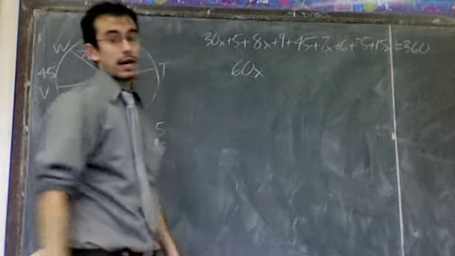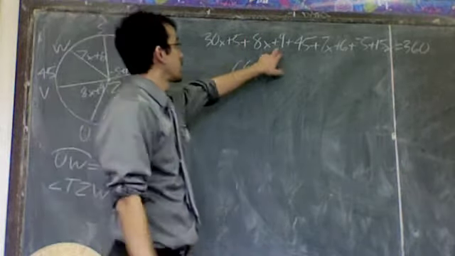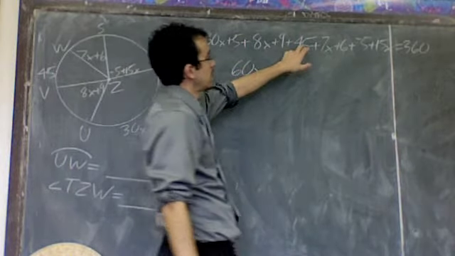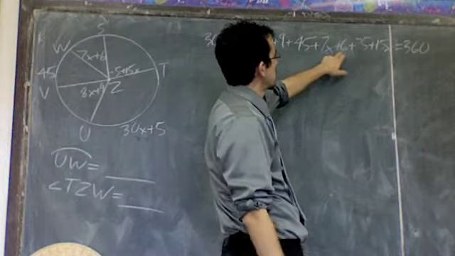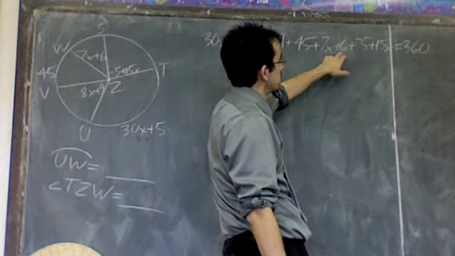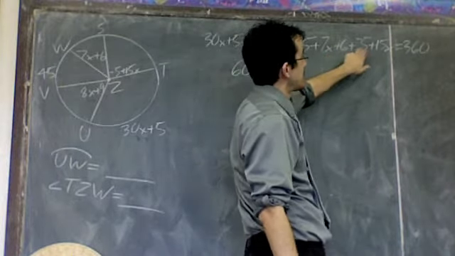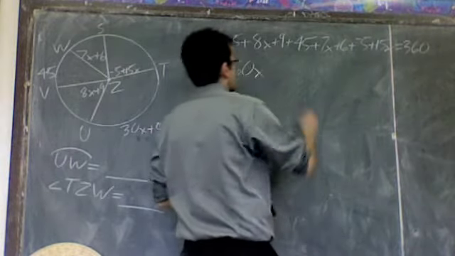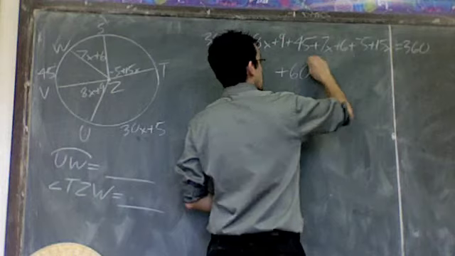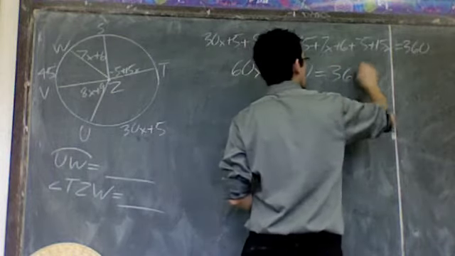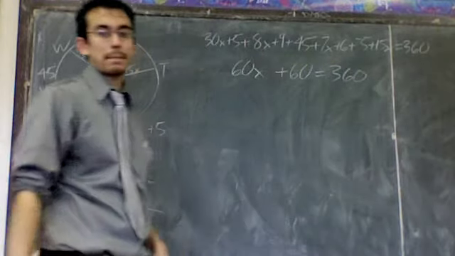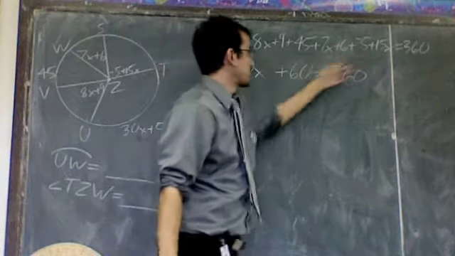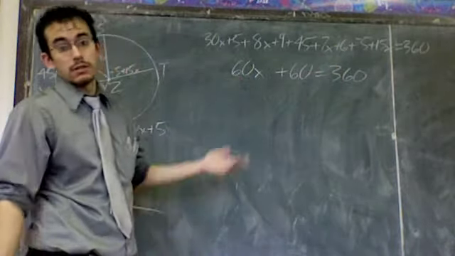Now to add all the constants, I've got 5 plus 9, that's 14. 14 plus 45 is 59. 59 plus 6 gives me 65. And 65 plus negative 5, that's like 65 minus 5, gives me plus 60, equals 360. So I just combined like terms. This whole long thing boiled down into this. Now this is easy to solve.